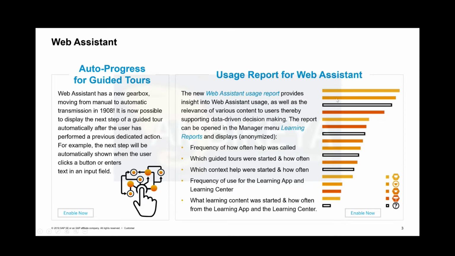Usage report for Web Assistant. We don't even go into the recording here. It's the absolute same UI as the usage report for Desktop Assistant. It's anonymized. It just shows the frequency and the overall usage count per object. Better than nothing. Still room for improvement. We all know that. And reporting is one of the big topics on the roadmap for the upcoming releases.